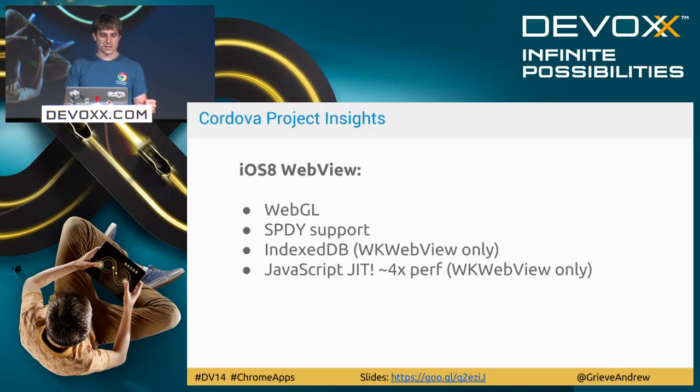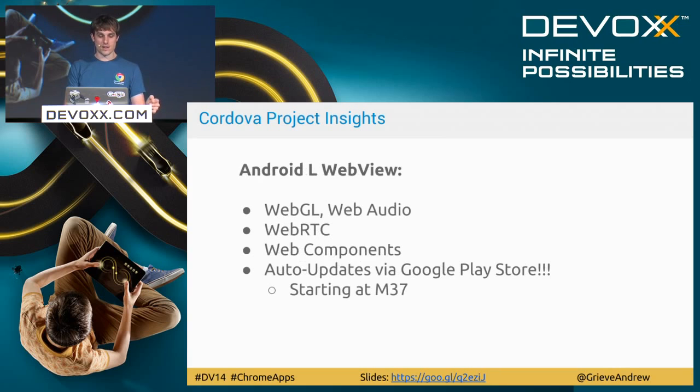So I think I covered this. iOS 8 also had WebGL and IndexedDB, which people were clamoring for a long time. Speedy. Android L, WebGL, Web Audio, and WebRTC are all new in that as well.